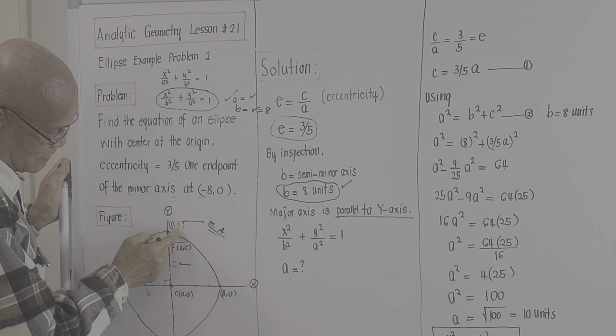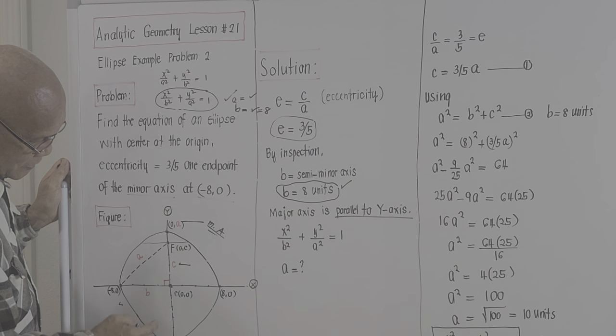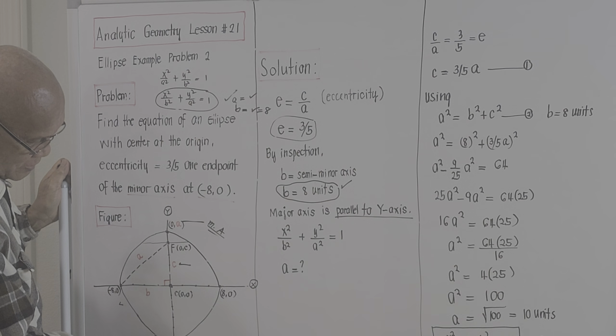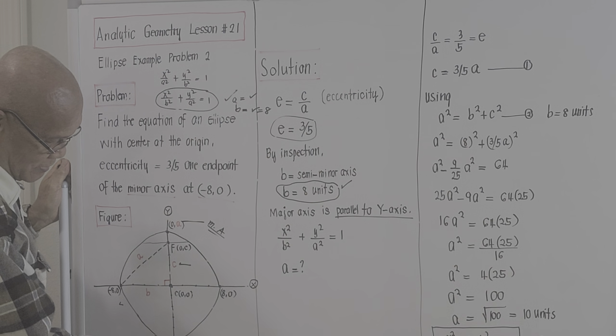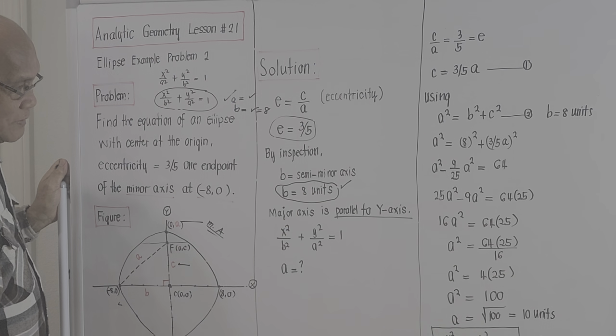Okay? And going below, it is symmetrical. The coordinate of this will be 0 and -A, -A because it is downward. Right?